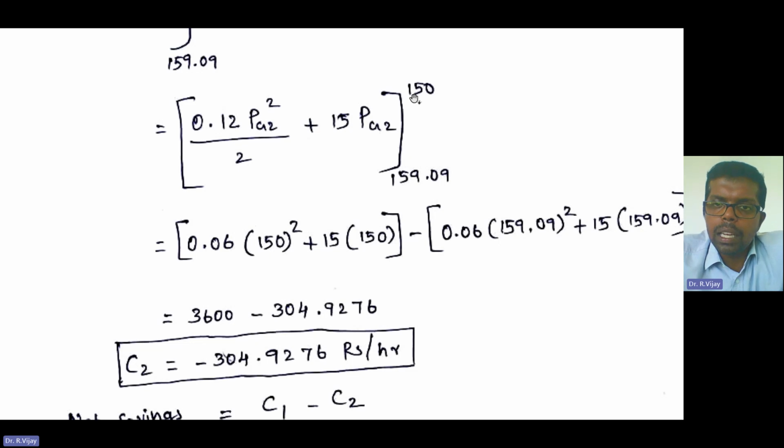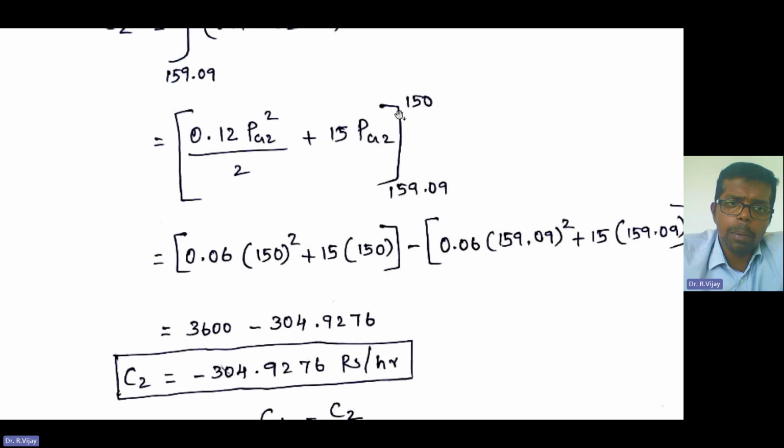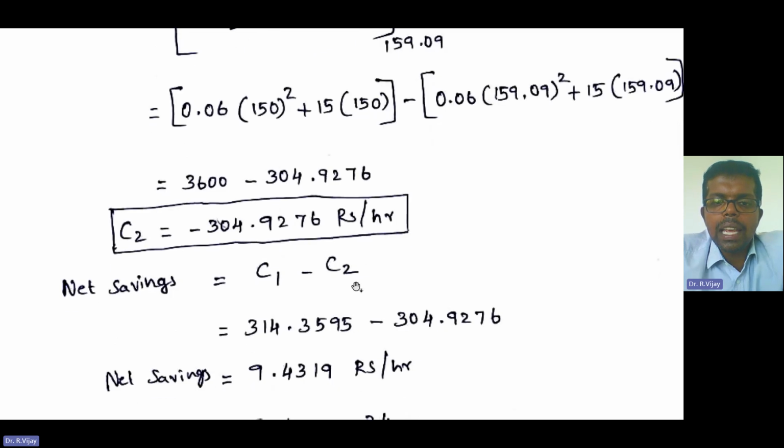The general rule for integration is you take the lower limit at the bottom and the upper limit at the top, so this minus you can avoid. But in the problem we got 159.09 and 150 by sharing the load, so we get minus 304.9276, and we are taking it as it is. So C2 is minus 304.9276 rupees per hour.